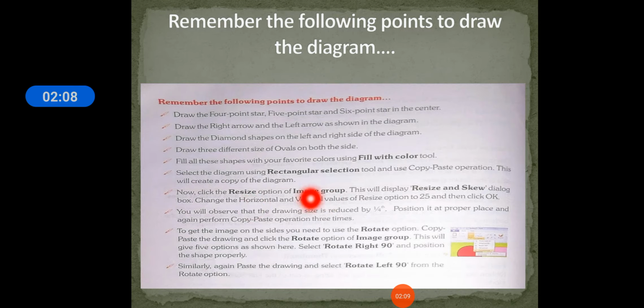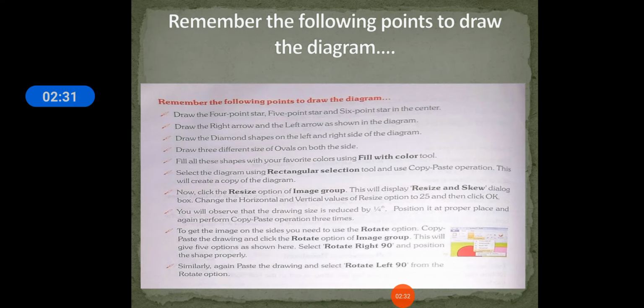To get the image on the side, you need to use the rotate options. Copy and paste the drawing and click the rotate option in the image group. It will give 5 options as shown here. Select rotate right 90 and position the shape properly. Similarly, again paste the drawing and select rotate left 90 from the rotate options.